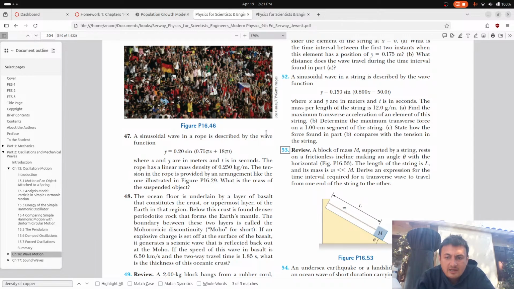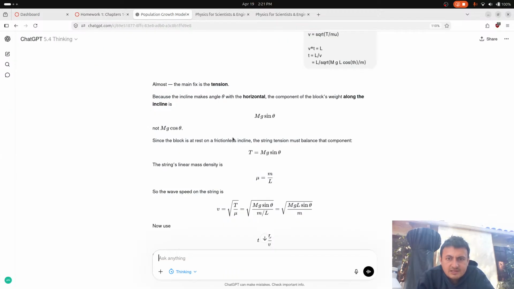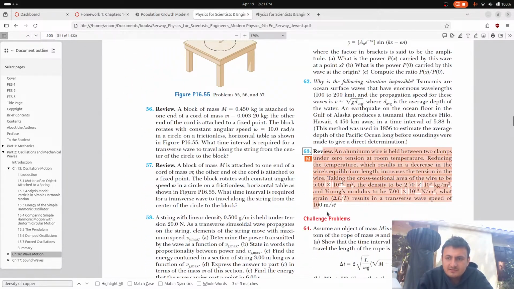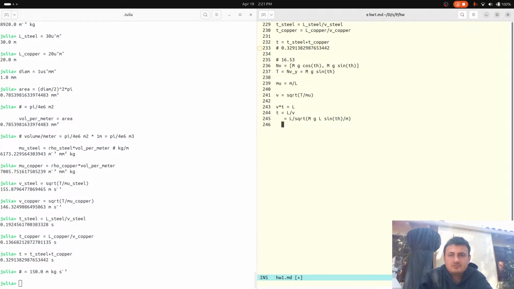Okay, so I gotta do this lab report. There's one more, right? 63. These questions are easy, conceptually pretty straightforward. 63, is that what it is?